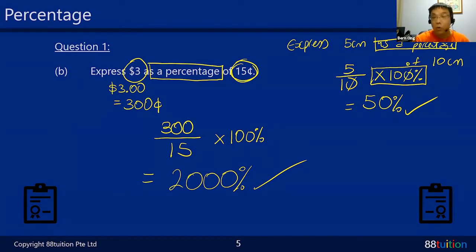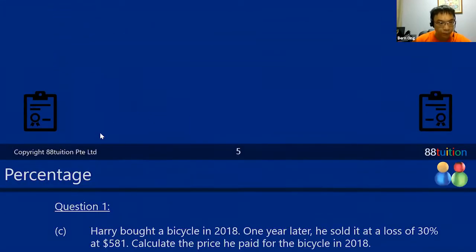So easy question. You have seen this in P5, P6? Yes, you have. One more. Question 1C, 1 minute. Ready? Let's go.